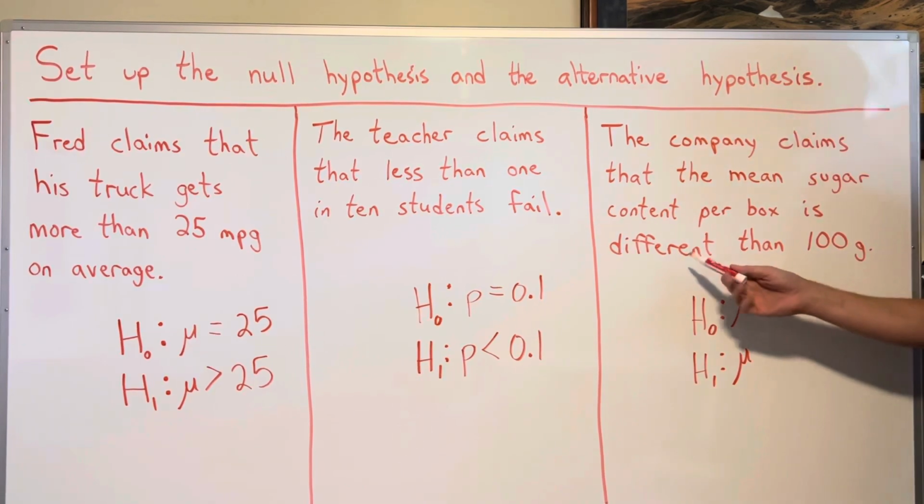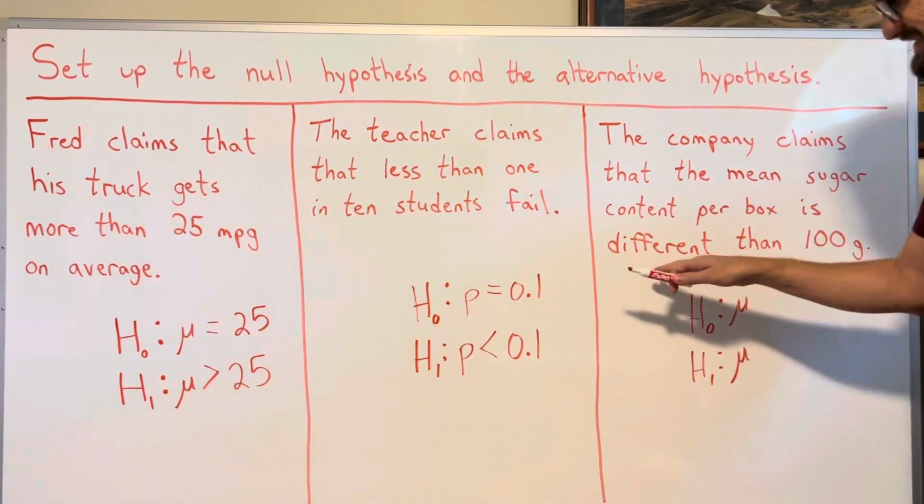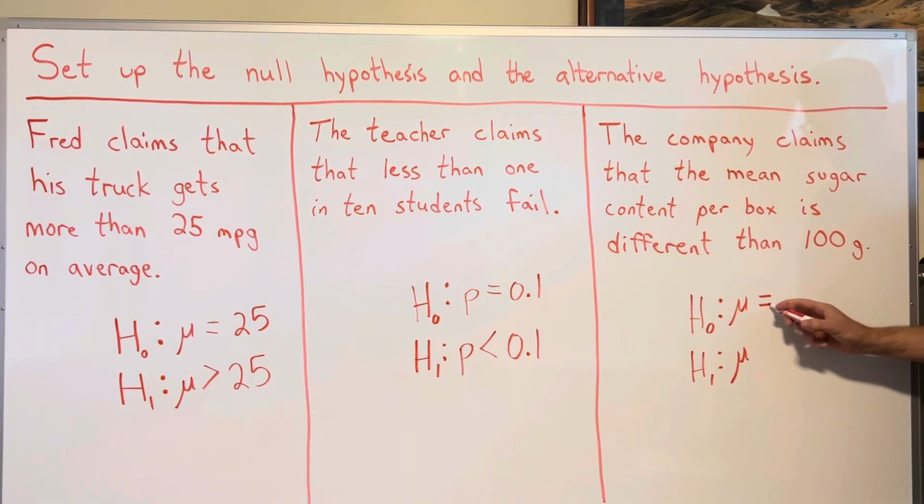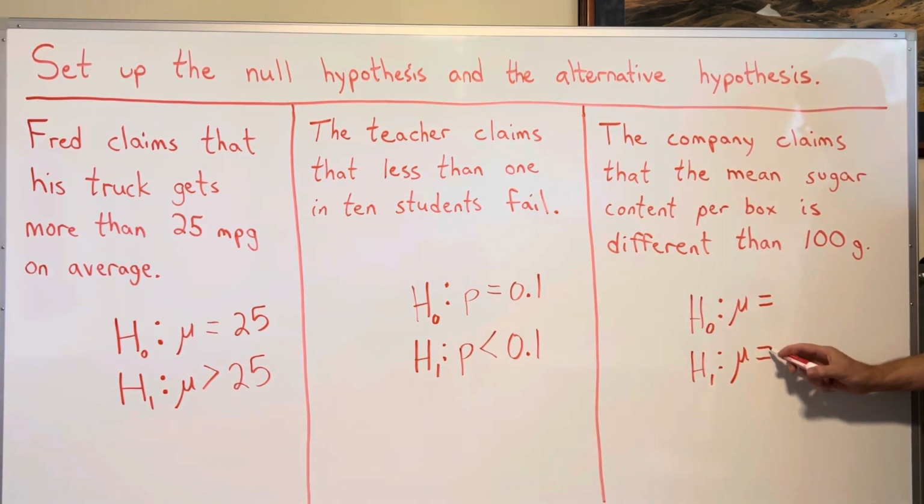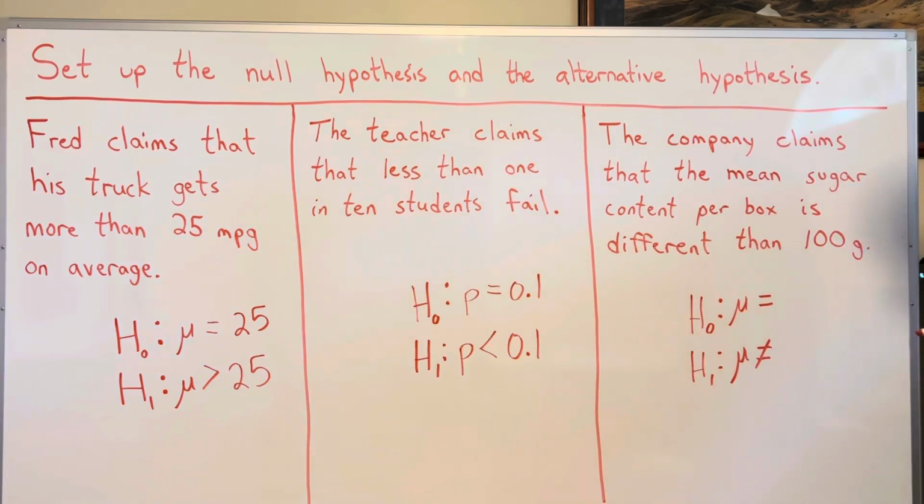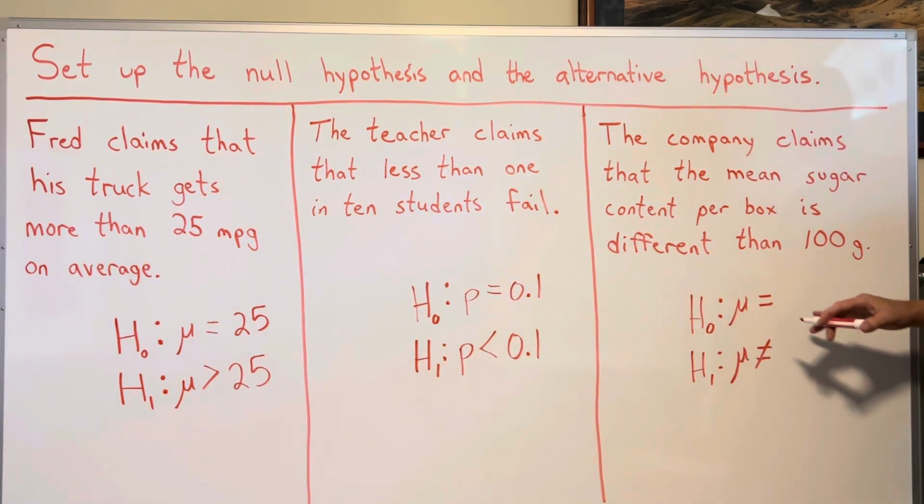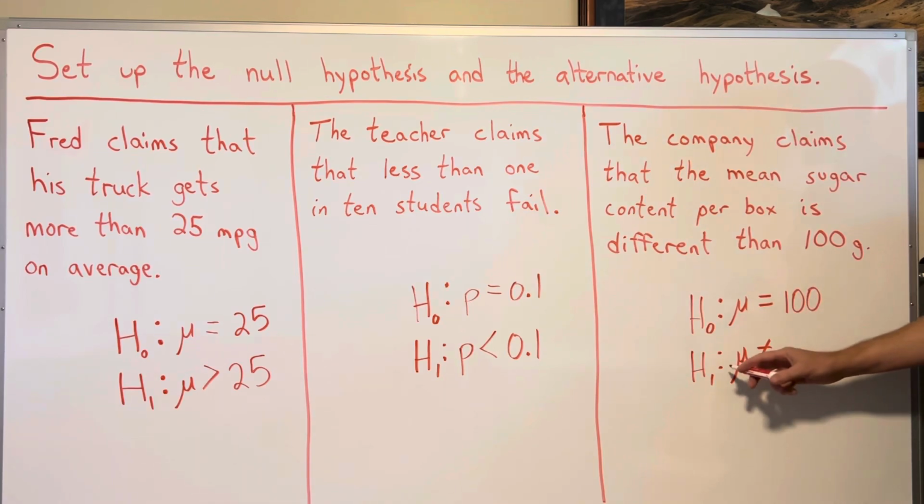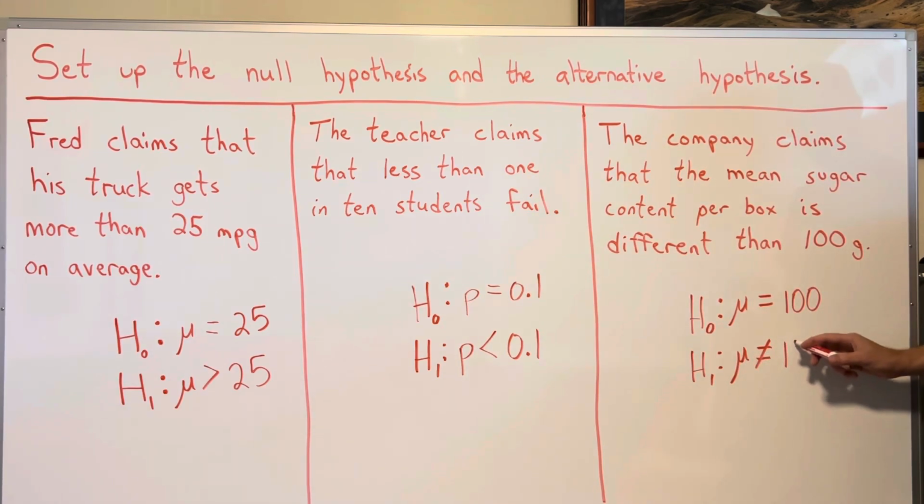Now this one doesn't say less than or more than, it says different than. So this one, the null hypothesis is going to be equal again, but the alternative is going to be not equal to. So the null hypothesis is that the population mean is equal to 100, and the alternative would be that the population mean is not equal to 100 grams.